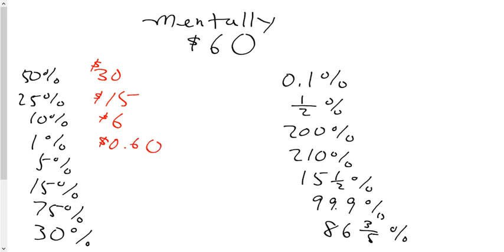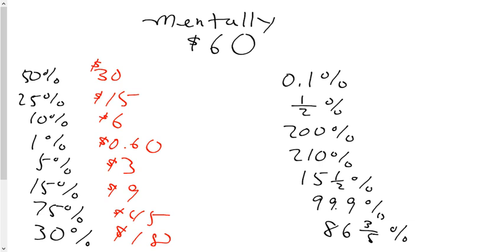5% is half of 10%, so 10% is $6, 5% is $3. 15% would be the amalgamation of 10% and 5%, so $6 plus $3 is $9. 75% would be the combination of 50% and 25%, which is $45. And finally, 30%, you could put down three 10%s, which would be $18, or you could put down a 25% and a 5%, which is $18. Various ways you can do it, but either way, you get $18.